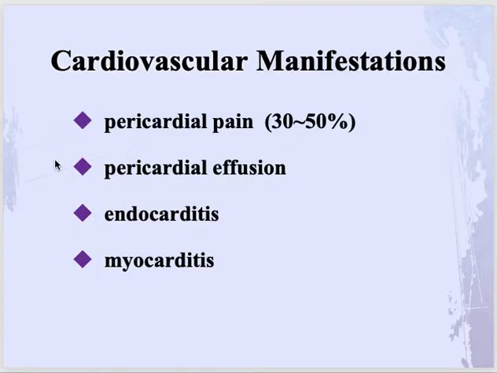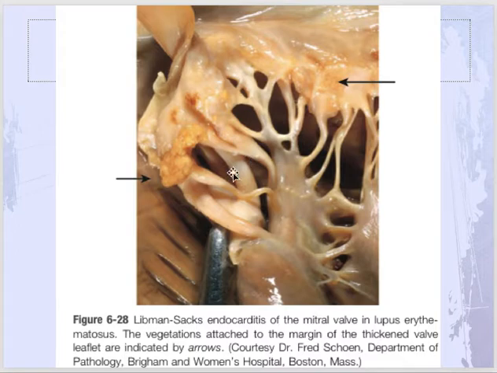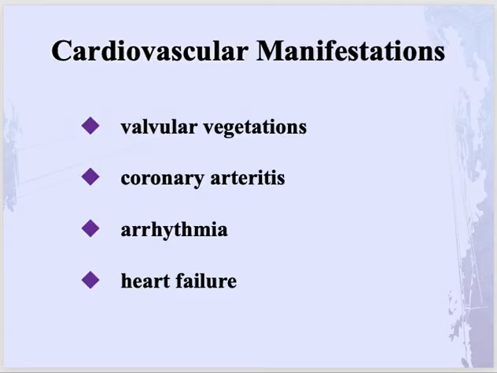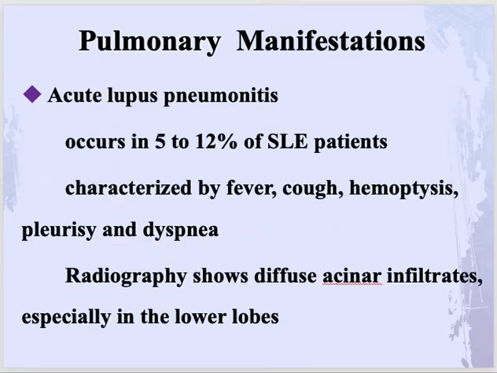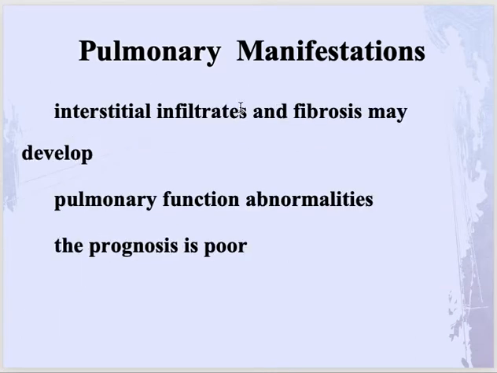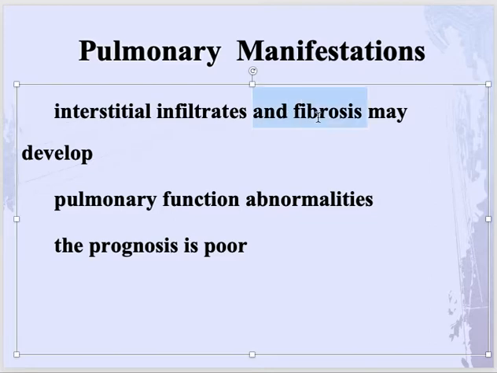And cardiovascular manifestations, we talk about that. I show you how Libman-Sacks endocarditis looks like. See, sterile deposits, right? So this one, cardiovascular manifestations. Pulmonary manifestations, still pulmonary manifestations, again pulmonary manifestations, and of course fibrosis can occur in the lungs.